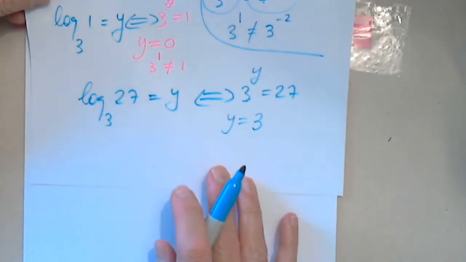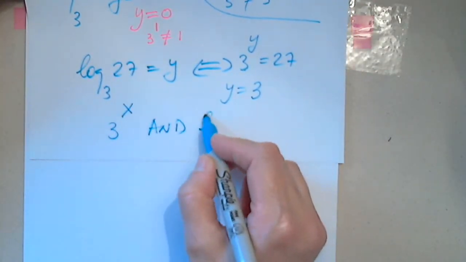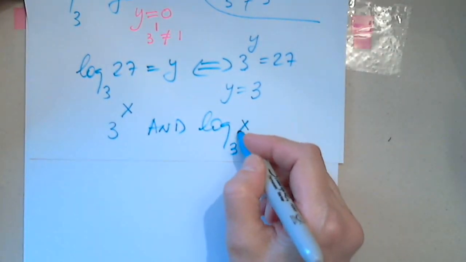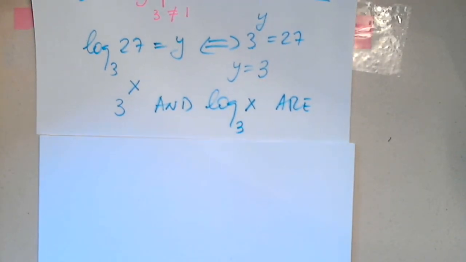So therefore, we conclude that 3 to the x and log base 3 of x, with the same base, are inverses of each other.